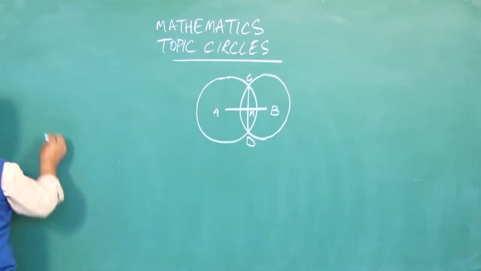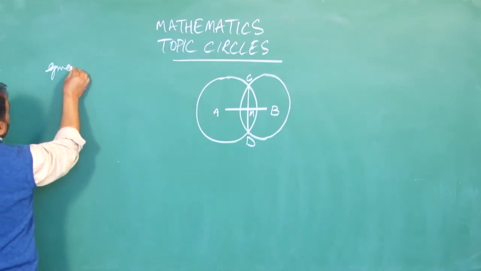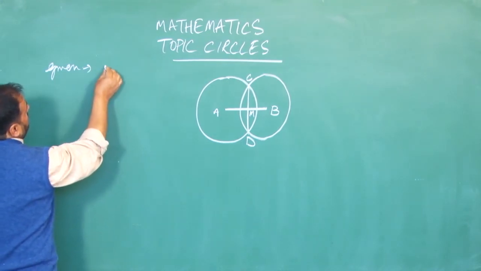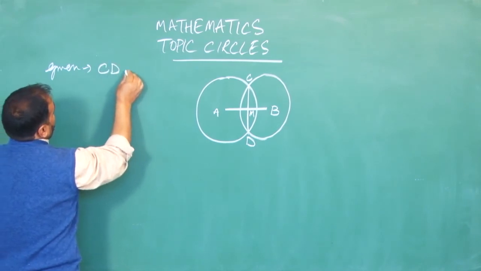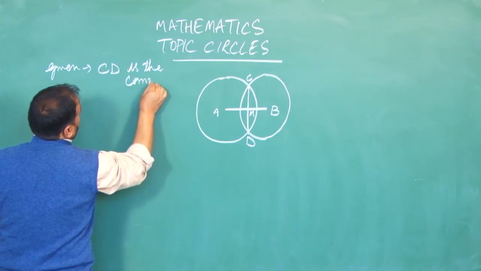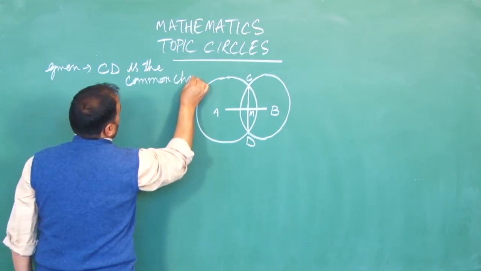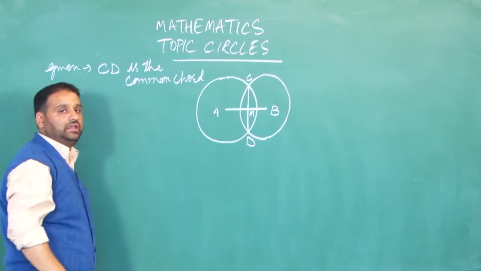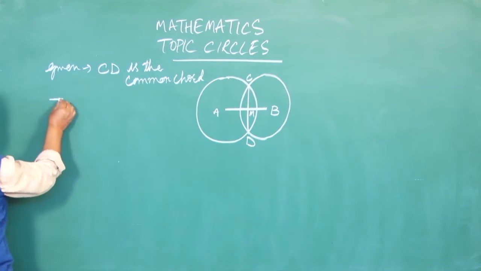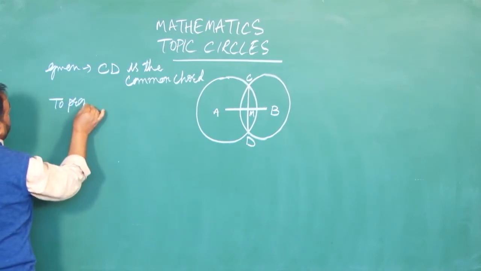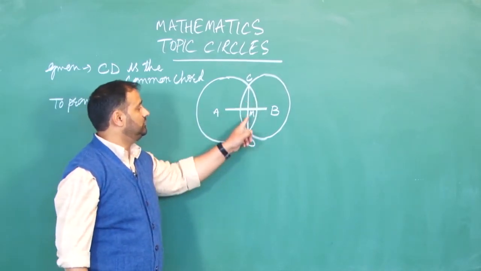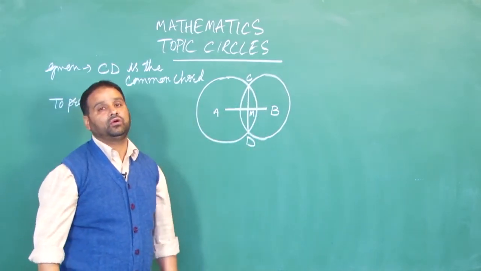So, for this we are given two circles with center A and B, and both the circles intersect in 2 points, and CD becomes the common chord. CD is the common chord, and AB is the line joining the centers of the circle. We need to prove that the line joining the centers of the circle lies on the perpendicular bisector of the common chord.